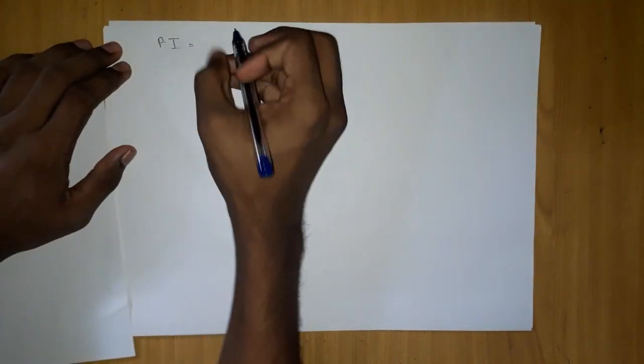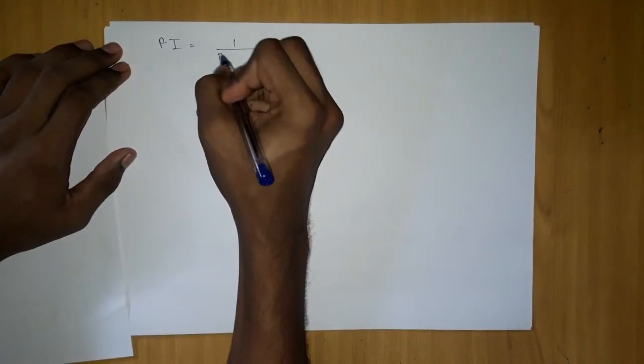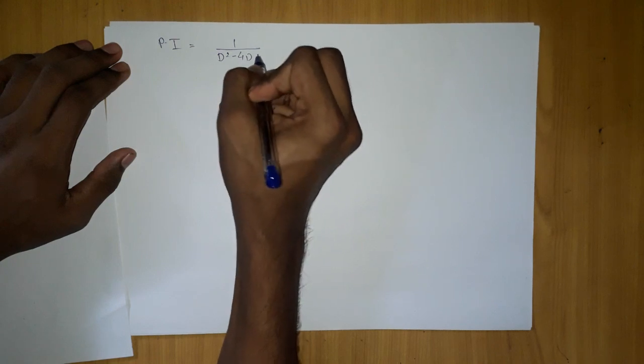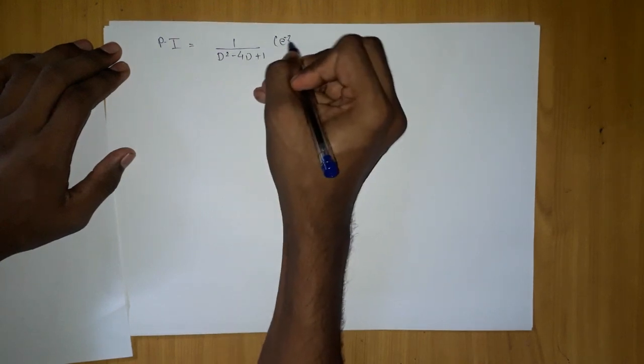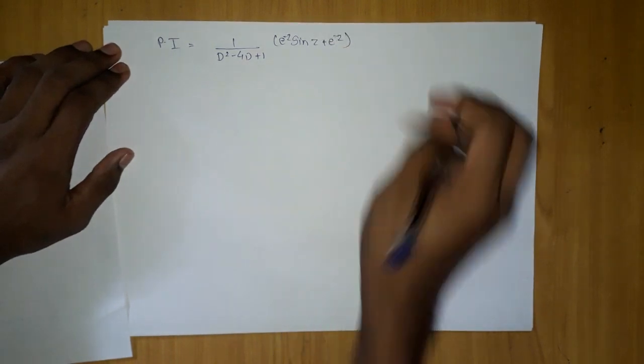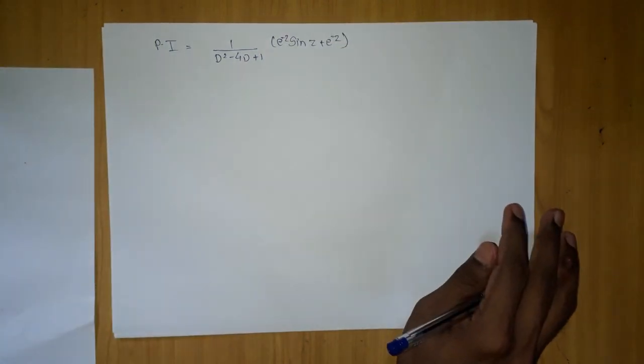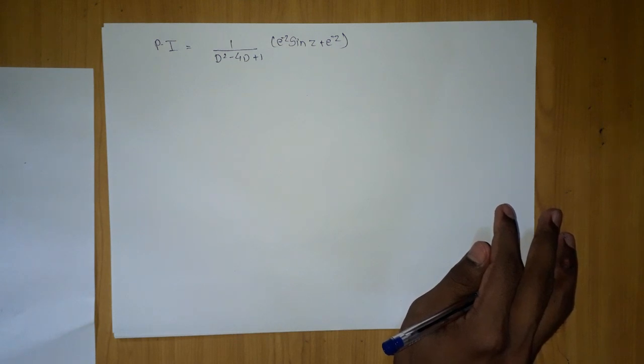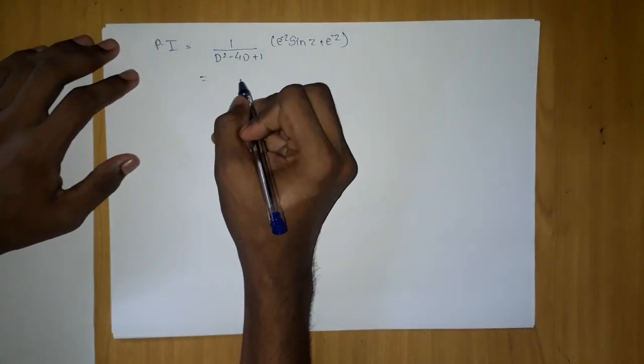Particular integral will be what? 1 by D square minus 4D plus 1 into e to the power minus z sin z plus e to the power minus z. Agreed? Now let's multiply with each of them and try to get what is our required answer. So we will have two integrals here.